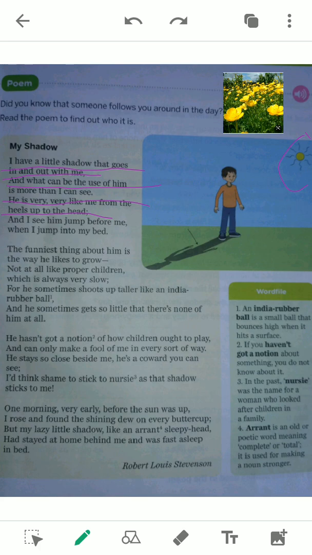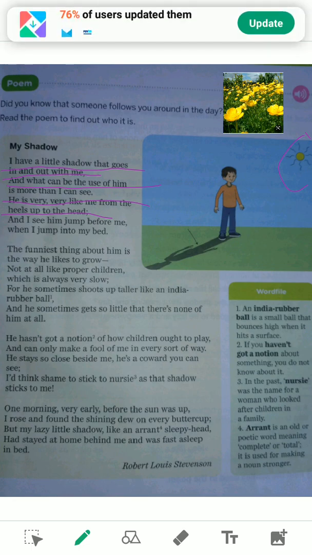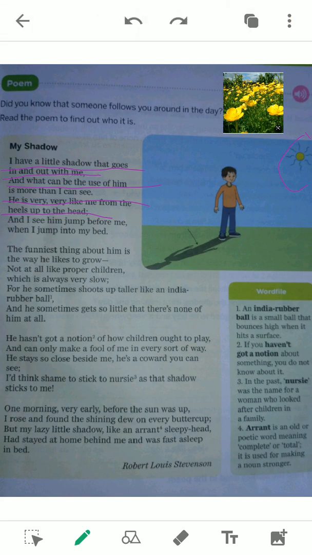I have a little shadow that goes in and out with me, and what can be the use of him is more than I can see. He is very, very like me from the heels up to the head, and I see him jump before me when I jump into my bed.